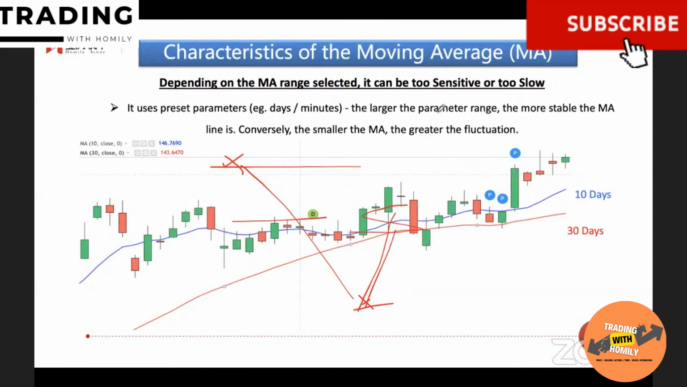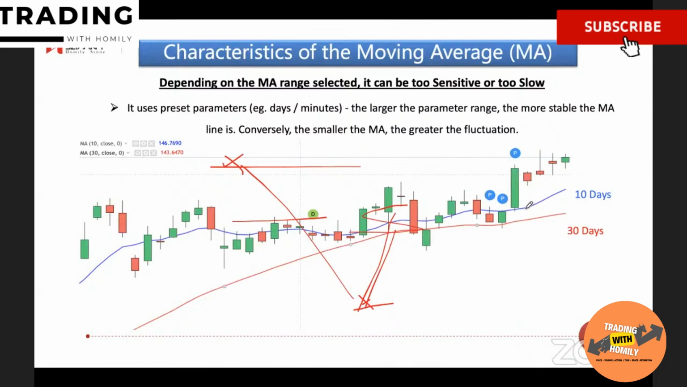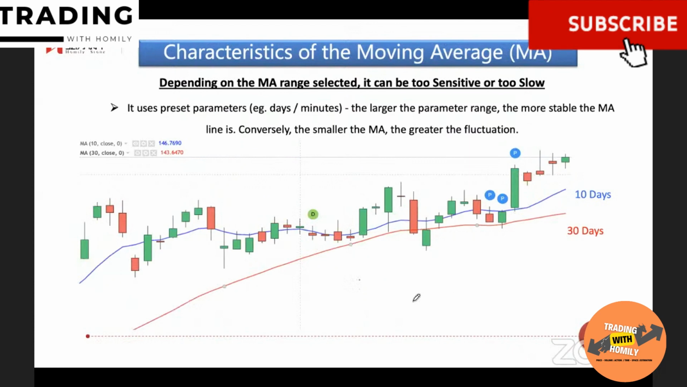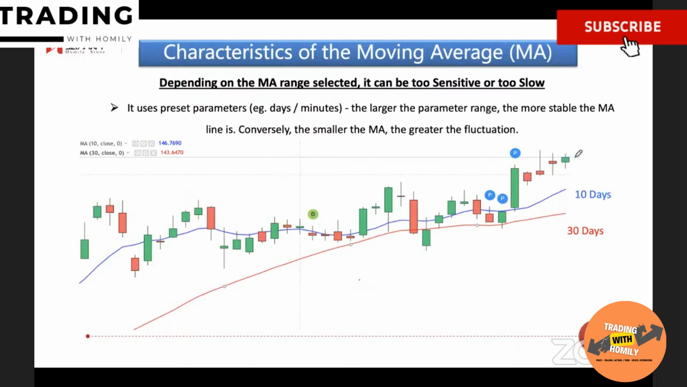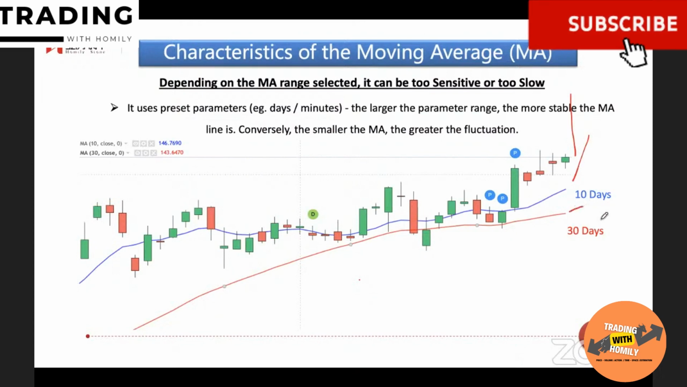Conversely, the smaller the moving average, the greater the fluctuation. So basically, there will be too much noise. Okay, by having too much noise, in other words, let's say, for example, if you have 5 days, it's 5 days of data. So let's say, for example, when the price suddenly shoots up, then the line actually goes up with it. But the 30 days will go up maybe like that, slowly.